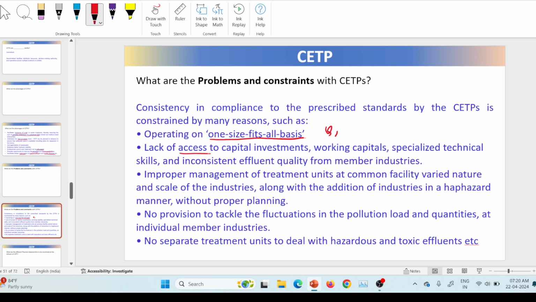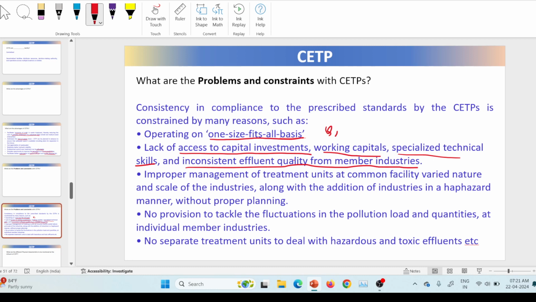Lack of access to capital investment. Sometimes capital investment may not be there to set up the CETP. Working capital: after setup, the operation requires some amount of money, which is not there. Specialized technical skills: a skilled workforce is not available. And inconsistent effluent quality from the member industries. If an industry has collaborated with CETP but is not providing the required treatment, the CETP may be affected. So this is a constraint with CETP.